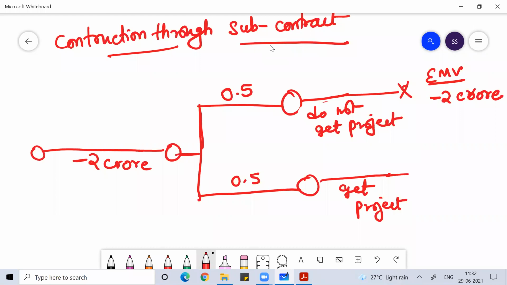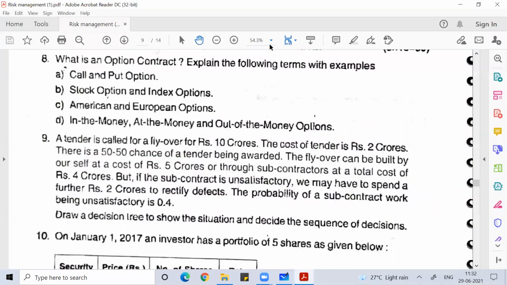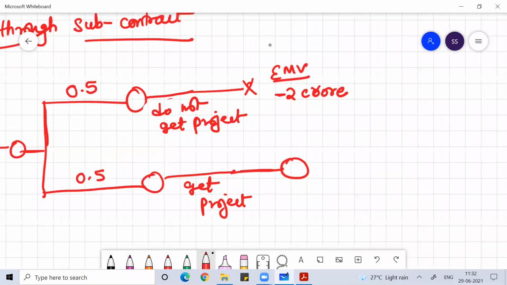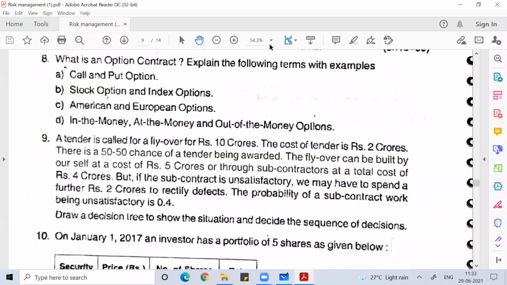While if I get the project and if I go with the subcontract, then you can see that the flyover can be built by our own cost of 5 crore, or through subcontract at the cost of 4 crore rupees. So if I go with subcontract, then I need to put a cost of 4 crore rupees.